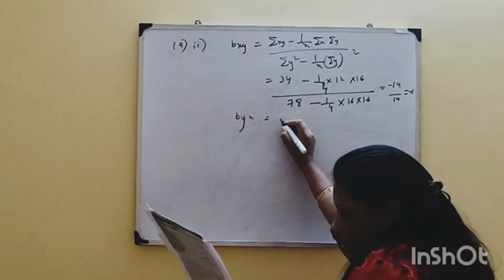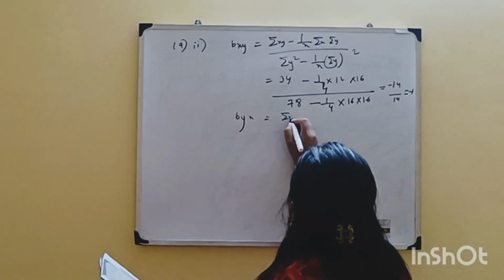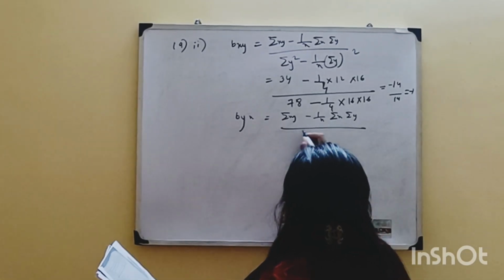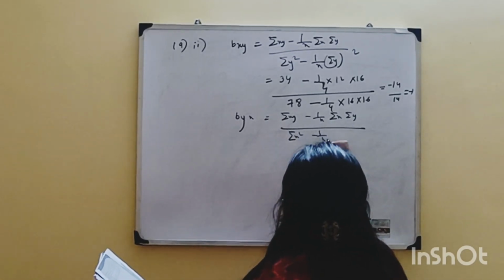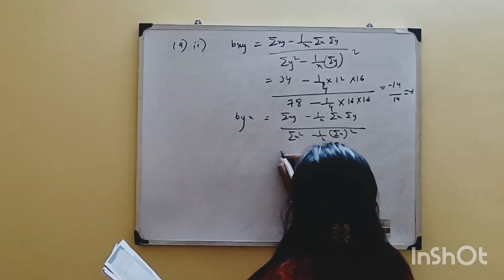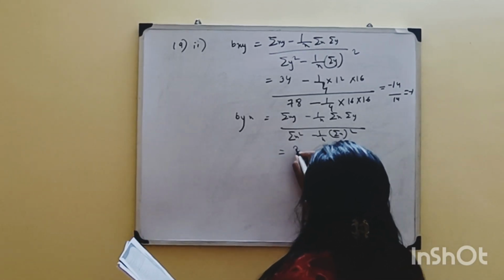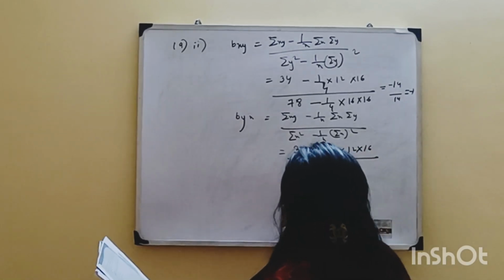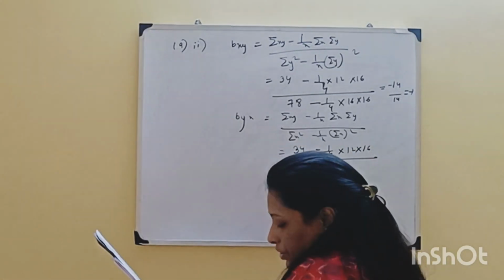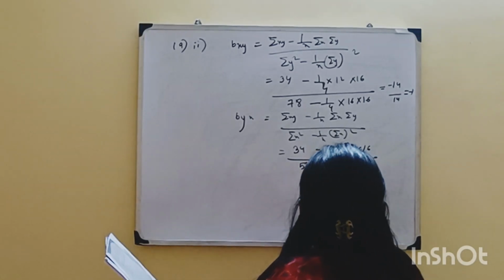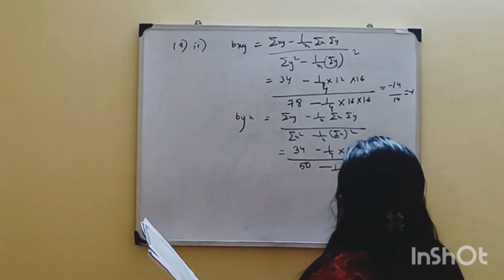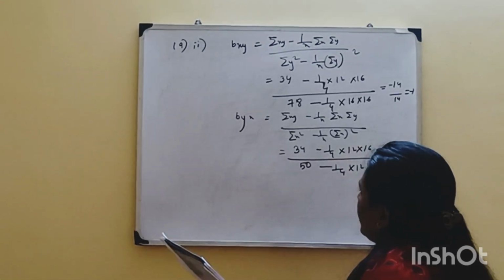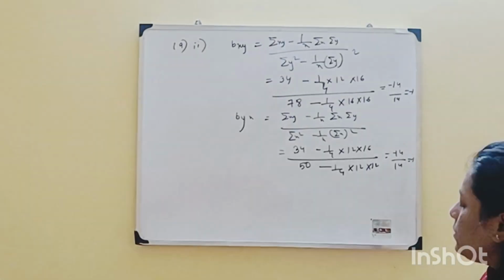Byx equals summation xy minus 1 by n summation x summation y, divided by summation x square minus 1 by n summation x whole square, which will be equal to 34 minus 1 by 4 into 12 into 16, divided by summation x square 50 minus 1 by 4 into 12 into 12, which will be equal to minus 14 by 14, which equals minus 1. So Byx equals minus 1.